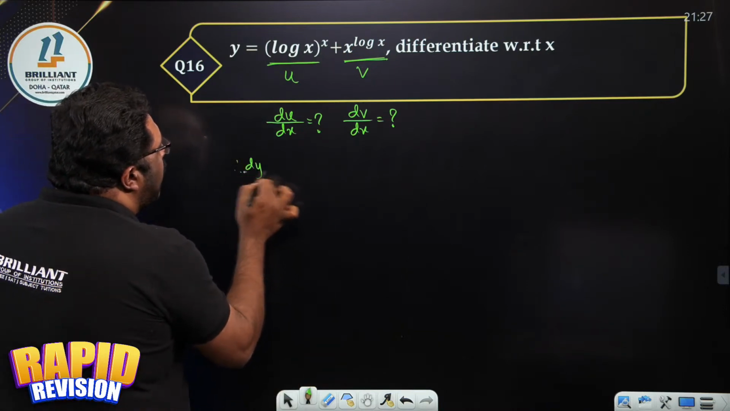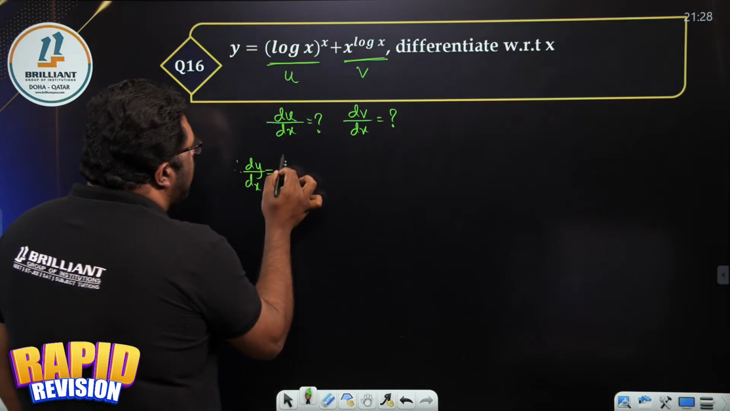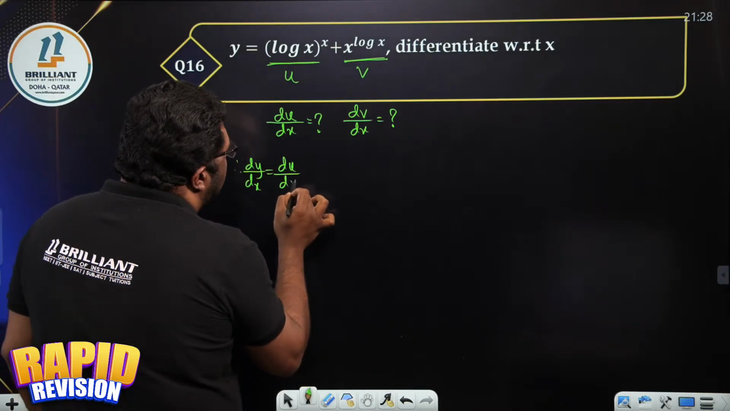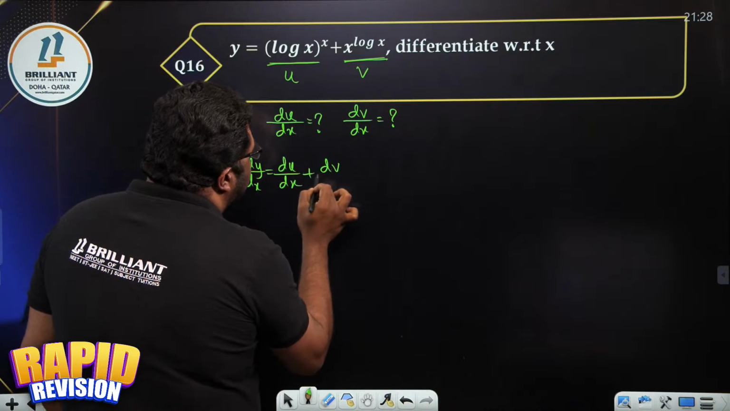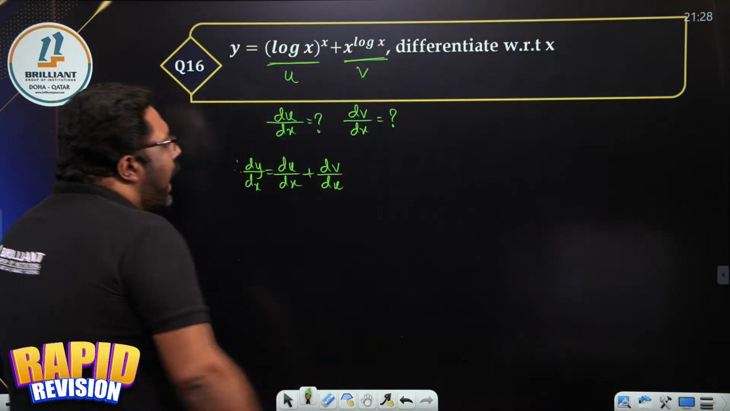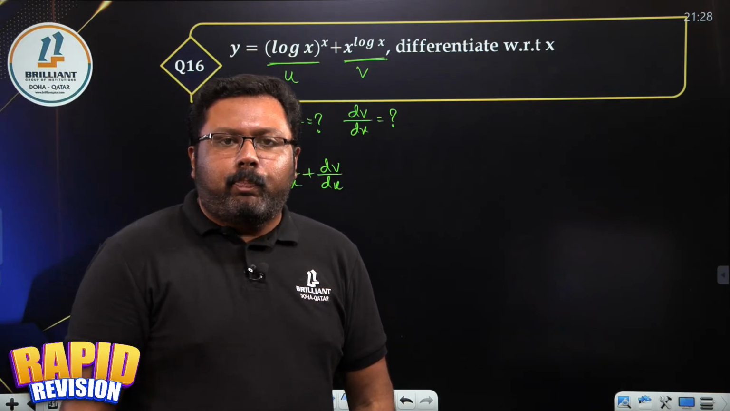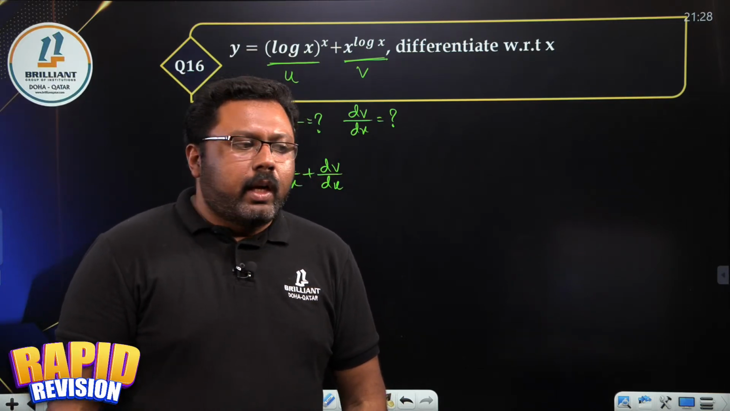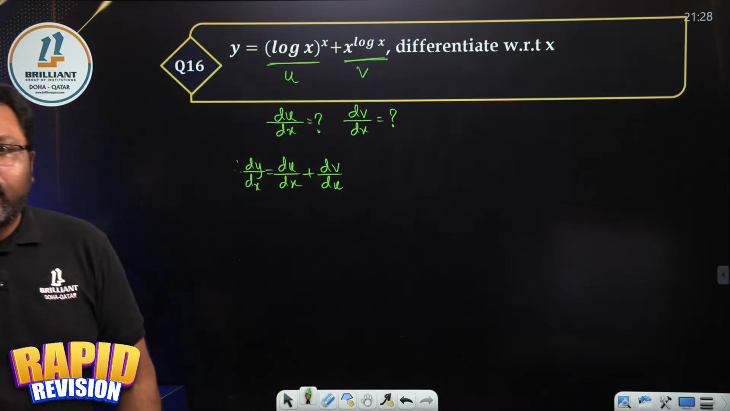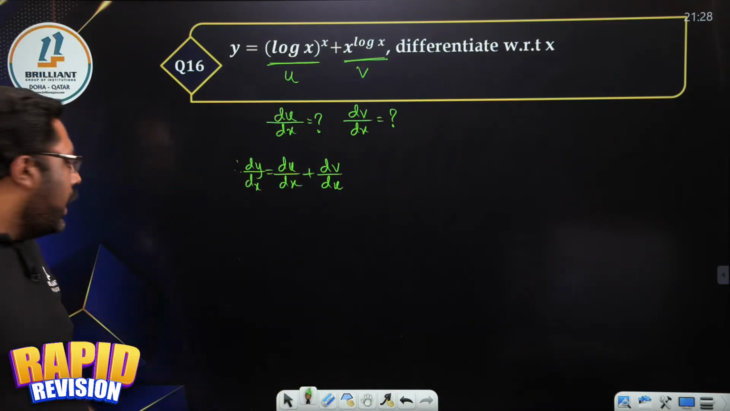Therefore, what is dy by dx? Add both the answers. What is dy by dx? du by dx plus dv by dx. Okay? It's clear?